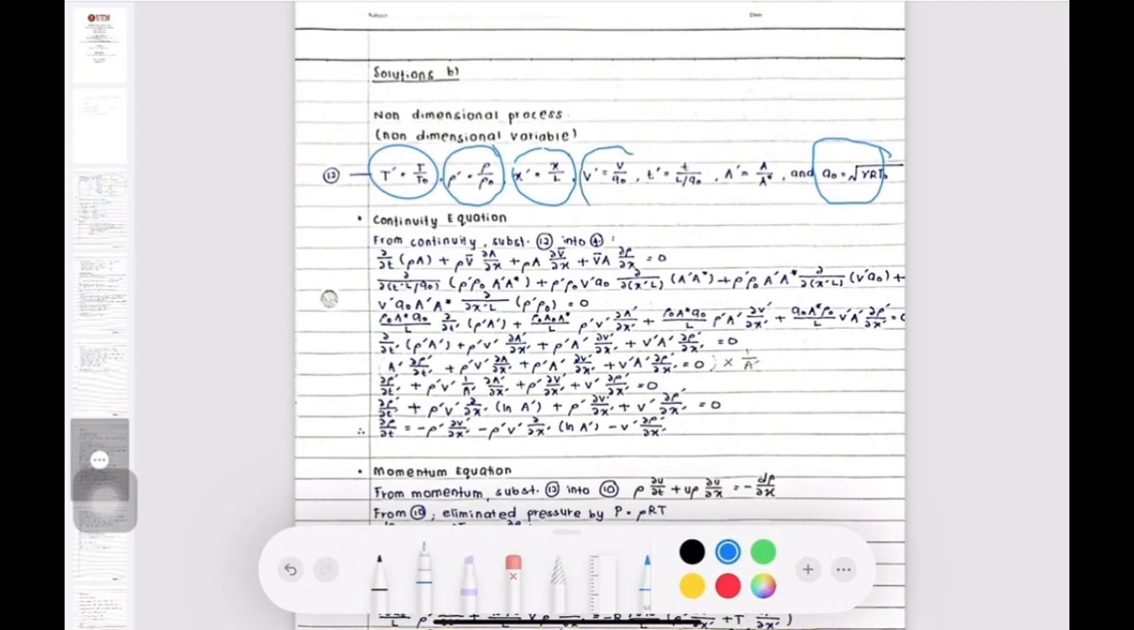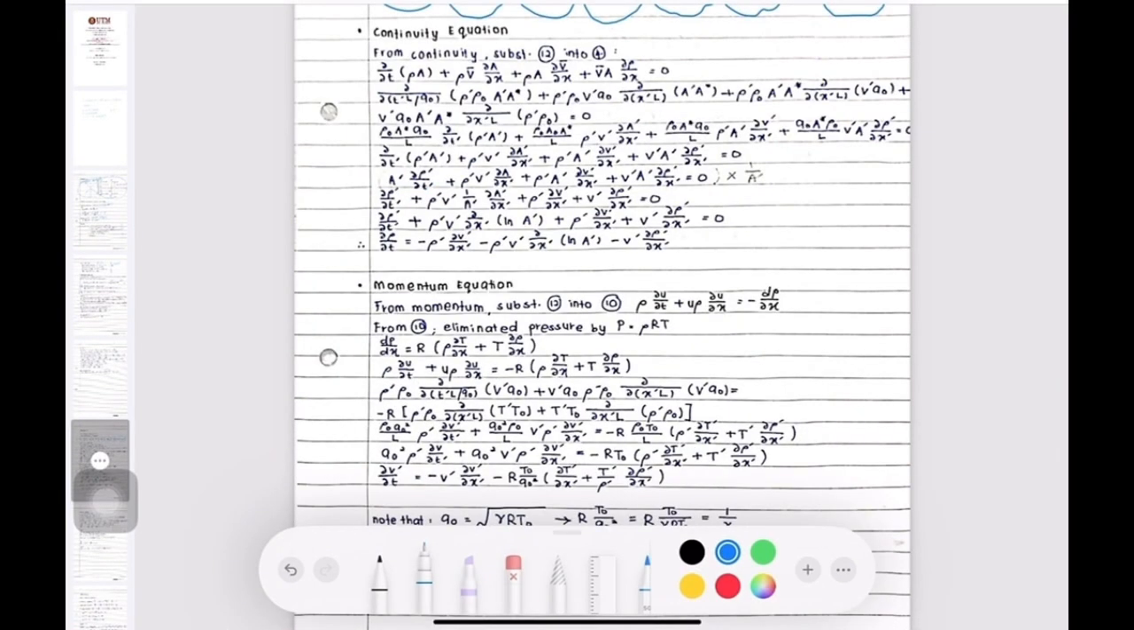This one is dimensionless velocity, this is dimensionless time, and this one is dimensionless area. Okay, so first is the continuity equation. From continuity, first we need to substitute the non-dimensional variables, which is equation 12, into equation 4. Then we need to factorize constant terms.